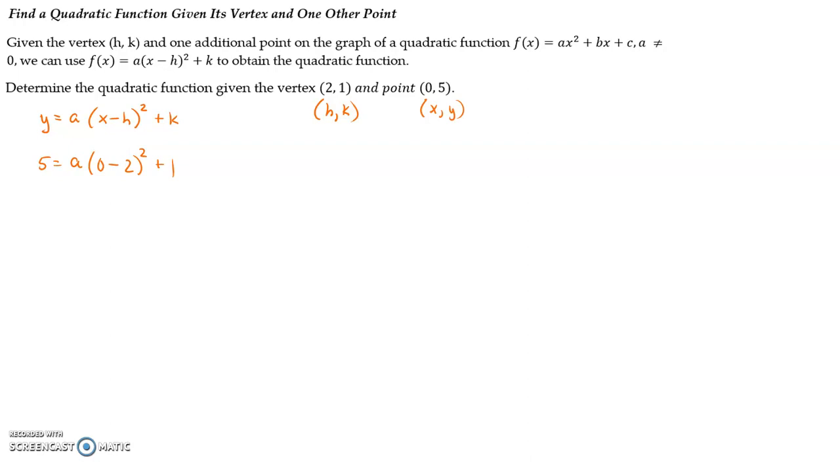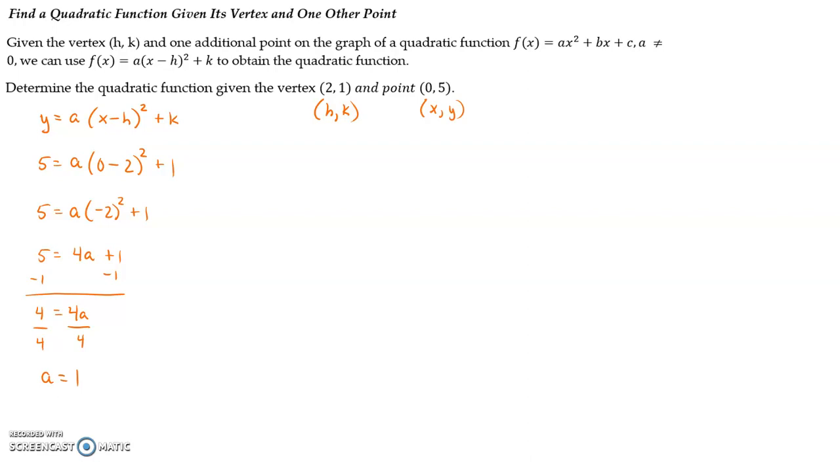So let's go ahead and simplify what we have here. We've got 5 equals a times negative 2 squared plus 1. And if we square this negative 2, that's the same thing as multiplying negative 2 times negative 2, which is going to give us a positive 4. So we've got 5 equals 4a plus 1. So let's subtract the 1 from both sides. And then we can divide both sides by 4. So we're going to end up with an a value of positive 1.